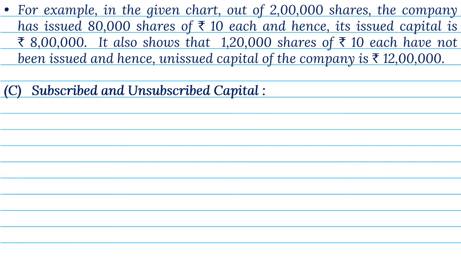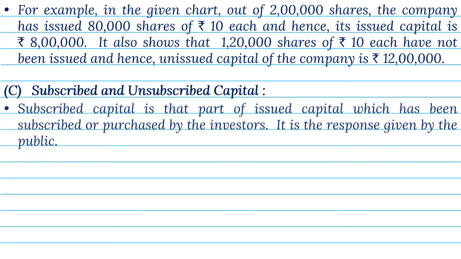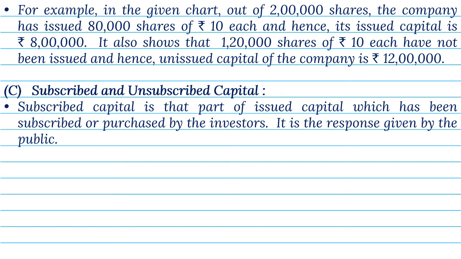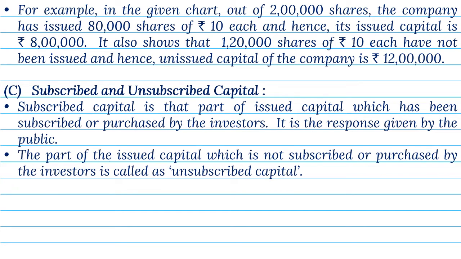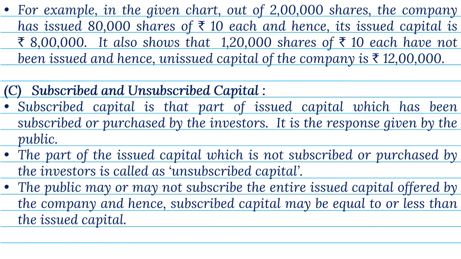C. Subscribed and unsubscribed capital. Subscribed capital is that part of issued capital which has been subscribed or purchased by the investors. It is the response given by the public. The part of the issued capital which is not subscribed or purchased by the investors is called as unsubscribed capital. The public may or may not subscribe the entire issued capital offered by the company, and hence, subscribed capital may be equal to or less than the issued capital.